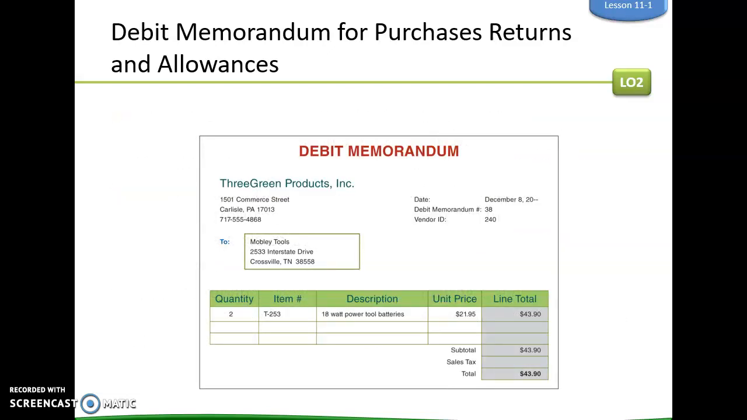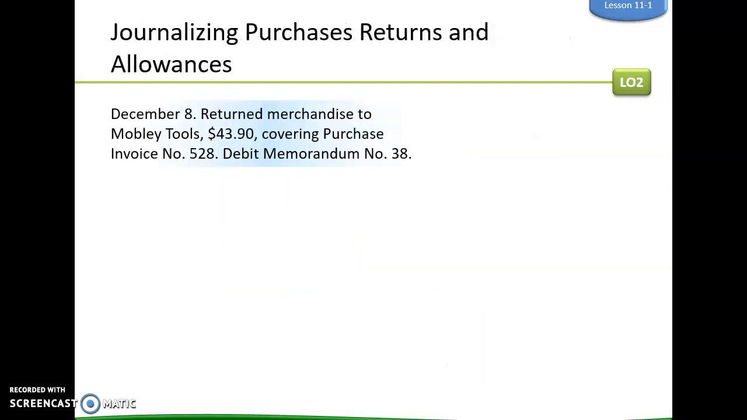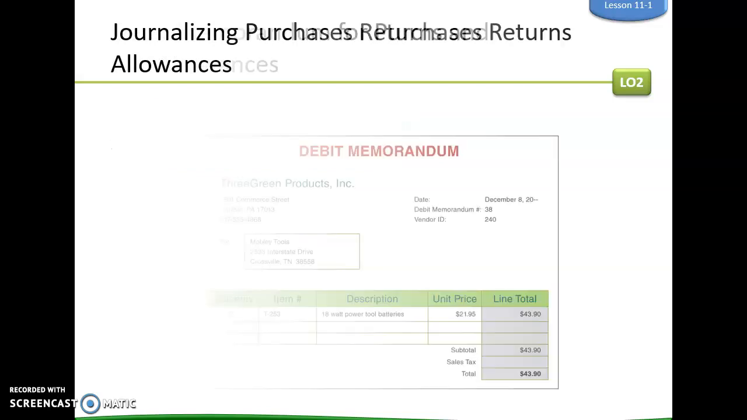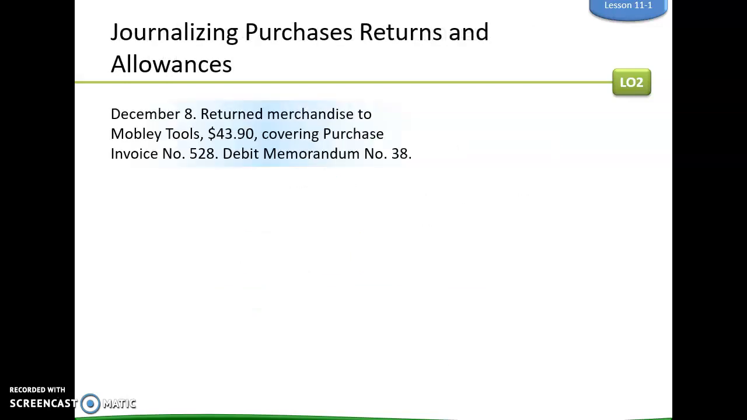So here showing is a debit memorandum. It shows number 38 here to Mobley Tools. So 2 of the 8-watt power tool batteries. The price $21.95, total is $43.90. So let's talk about this. We return merchandise to Mobley Tools for $43.90, covering purchase invoice $528, debit memorandum $38.